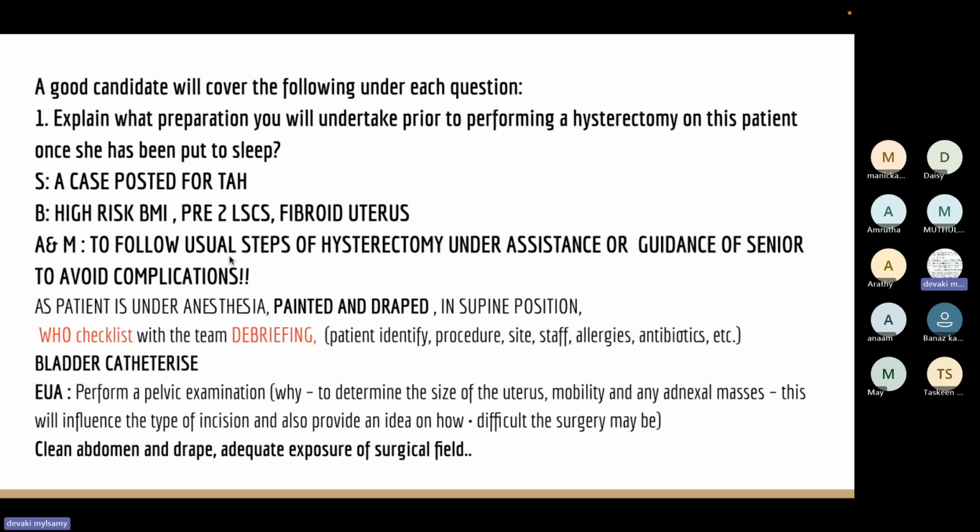As the patient is under anesthesia, painting and draping in supine position, WHO checklist and team debriefing are very important. Bladder catheterization, examination under anesthesia. Why? Not only for the incision, but to know the size of the uterus, fornical or adnexal masses, any restricted mobility, and to decide regarding the incision or anticipate any difficult surgery. That is very important. Clean abdomen, drape abdomen, adequate exposure of the surgical field.